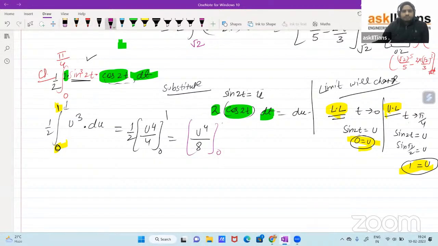From 0 to 1, it will be 1 by 8 minus the lower limit substitution. This is your upper limit substitution, and the lower limit substitution will be 0 power 4 divided by 4, that means 0 only. So you are getting 1 by 8 as your answer. This is your final answer. Note it fast.